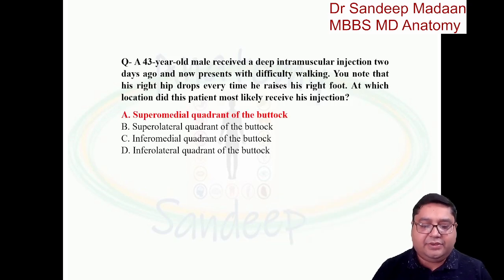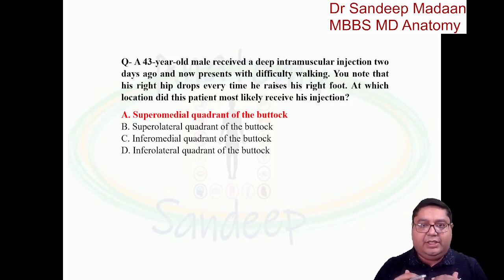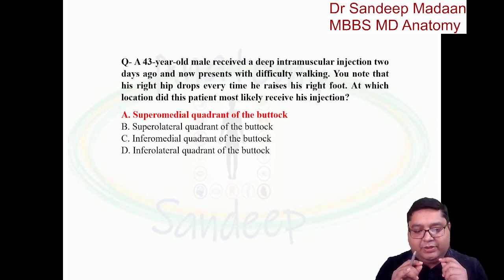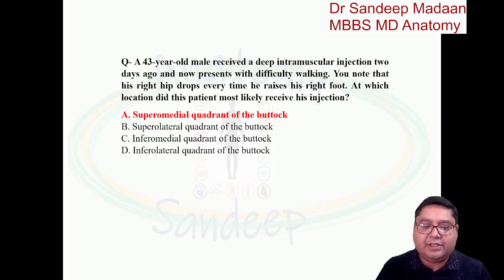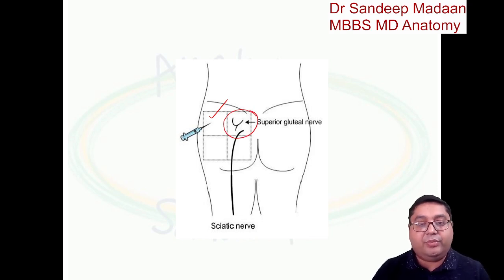So what's the answer? The answer is superior medial quadrant of the buttock. Why? Because now let us look at this sign. The patient is taking the right foot off of the ground and the right hip is dropping. Now to prevent the right hip from dropping, this was the duty of left sided muscles. So the first question here is which buttock he has taken the injection in. The answer will be left side. Now left side, which quadrant? See, normally we should give in the superior lateral quadrant, but by mistake he got it in the superomedial quadrant. So his superior gluteal nerve got injured, leading to palsy of gluteus medius and minimus muscles. That is, the sign name is Trendelenburg sign, right?